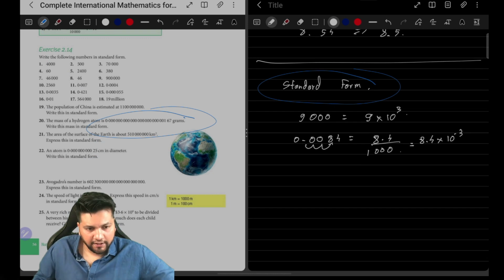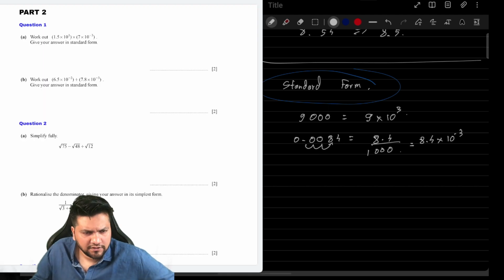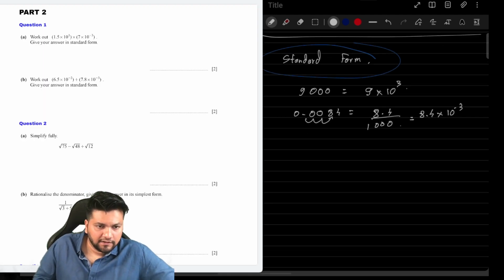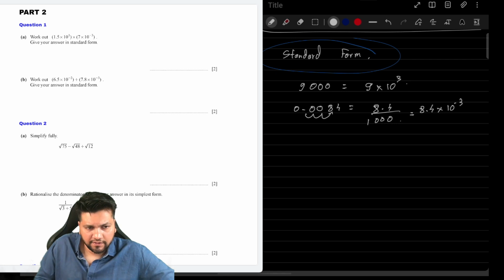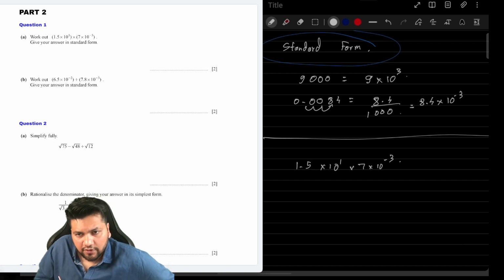Now when it comes to certain questions like this, maybe we can look at one of the past paper questions itself, so we'll get an idea. Look at this question. These are recent past paper questions. Here you can use a calculator also, but this should be done without a calculator. So 1.5 into 10 to the power of 1 into 7 into 10 to the power of minus 3. Give your answer in standard form.